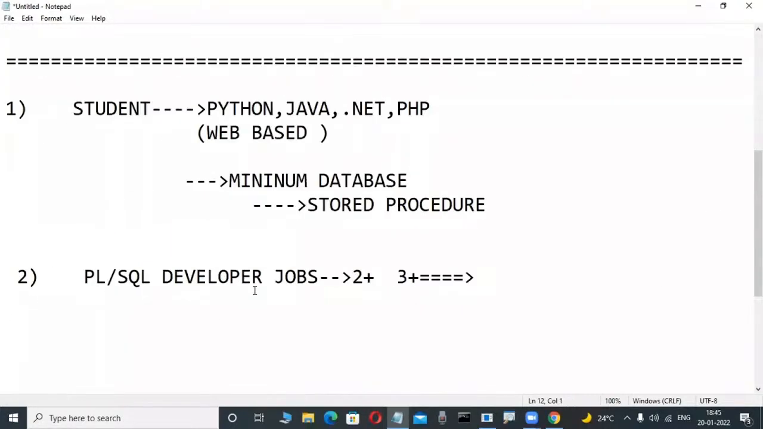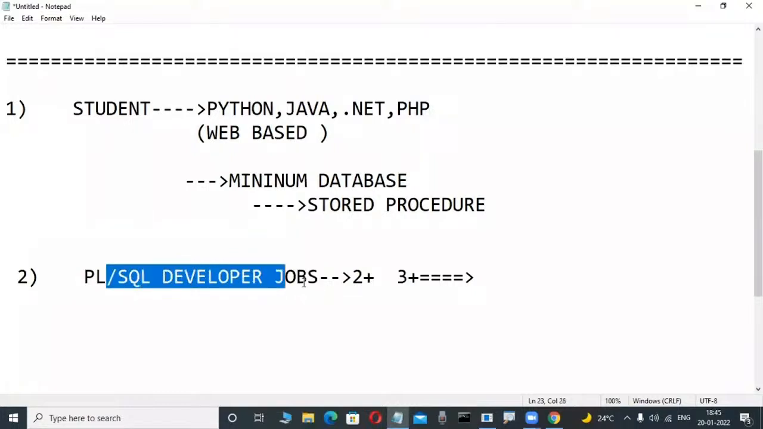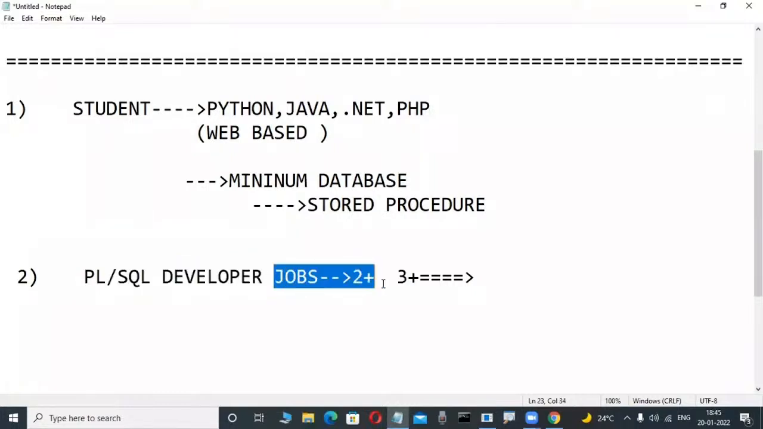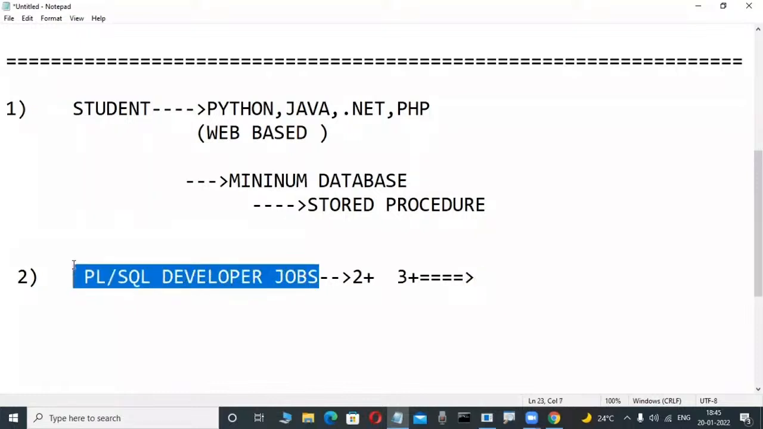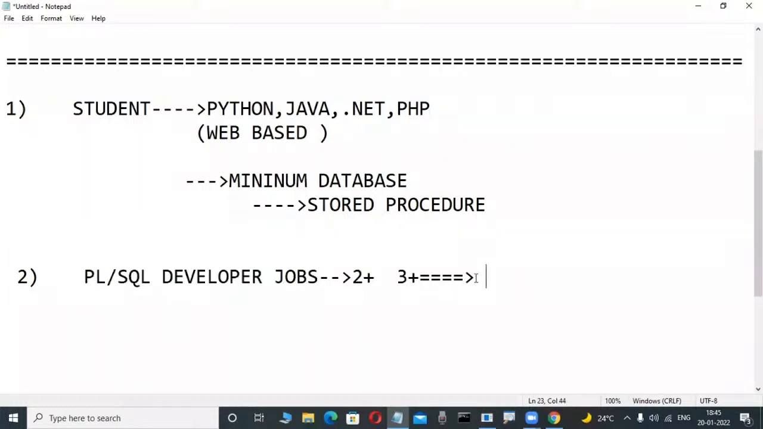So many fellows are learning this course from me. Actually, I'm a senior-most PLSQL developer, that's why I have in-depth knowledge, and I'm teaching only PLSQL. These persons are struggling with job searching. They learn PLSQL thoroughly from me, especially the concepts, in-depth, and what the interview asks.